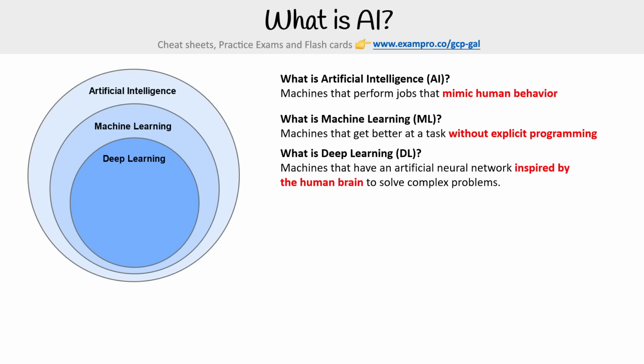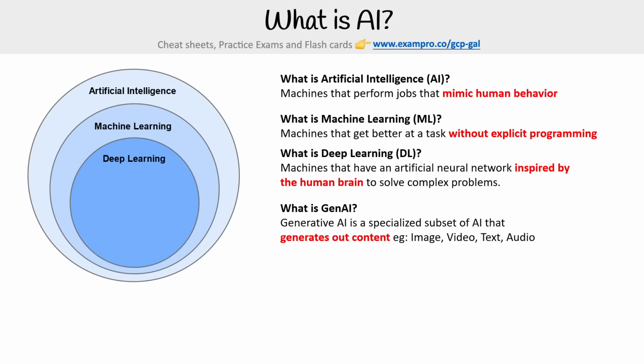Then we have what is deep learning. And when we think of a lot of the AI stuff, we're usually thinking of deep learning because it's these machines that have an artificial neural network inspired by the human brain to solve complex problems. So you've probably seen a graphic of it, of these nodes that are interconnected and they go through layers. That's deep learning. A lot of people call that machine learning or AI, but no, that's DL.